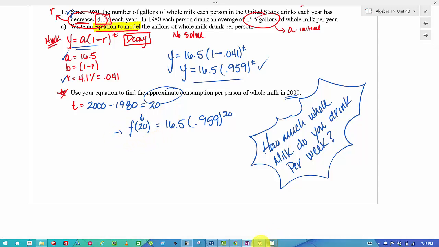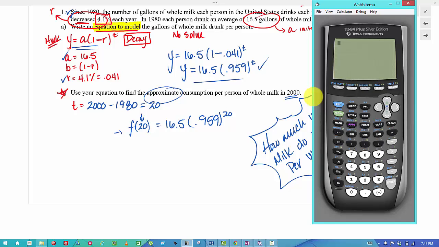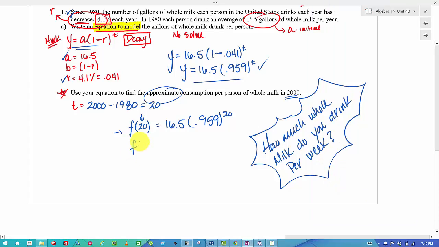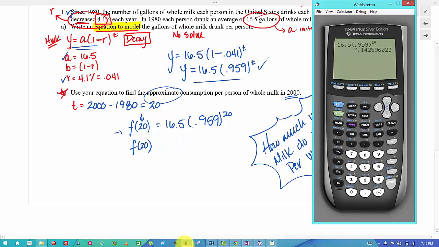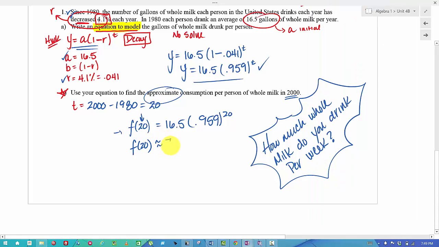So now that we've got that, throw that in our calculator. I'm going to pull it up here. I notice it's not opening right, so I'm going to open it up again, clear it out, and let's type that in. So here's our 16.5 gallons of milk consumed times our decay rate of 0.959. Again, I'm using parentheses, and I'm going to raise that to the power of 20, and it should tell me that after 20 years our gallons of whole milk drank per year has decreased to 7.14 gallons, or roughly 7 gallons. In this case, we'll say roughly 7 because we're in a real world example.